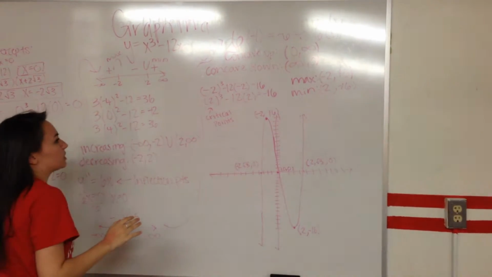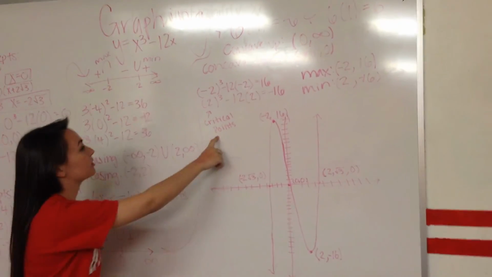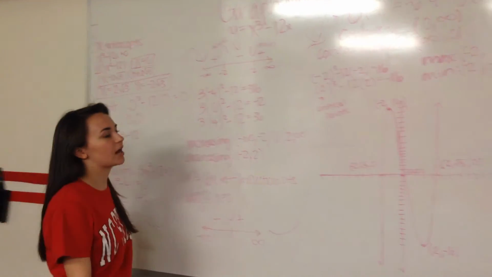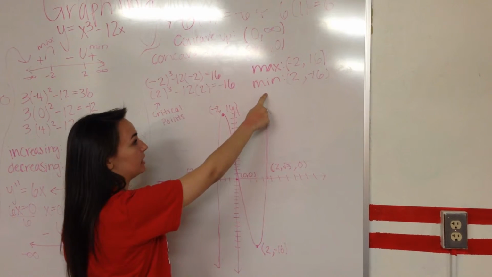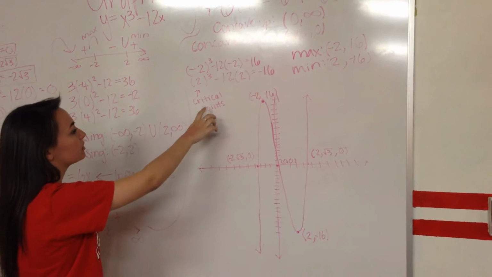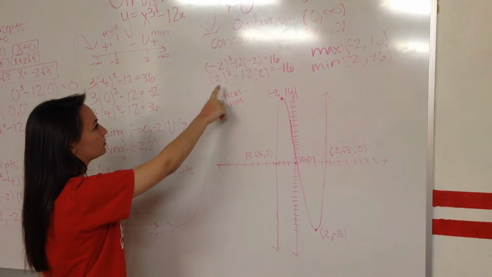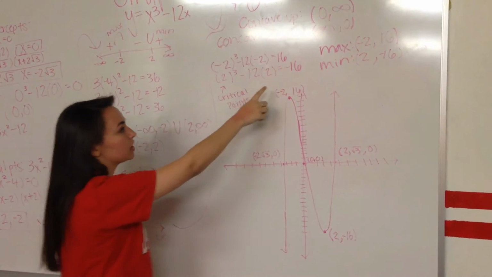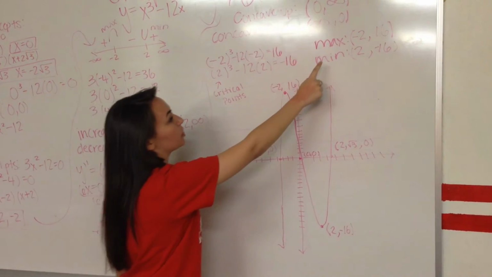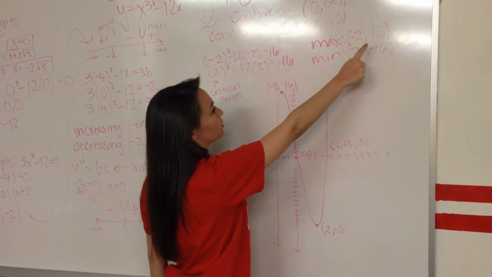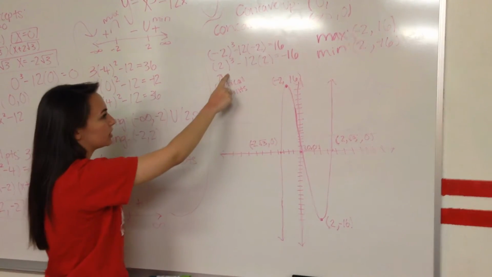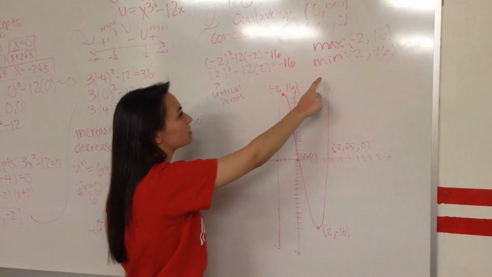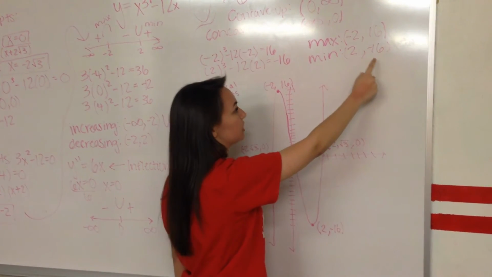And then the next thing that we do is we take our critical points and plug them back into our original function of x cubed minus 12x, because that'll show us exactly where our max and our min are. So you'll take your critical points, which are negative 2 and 2, plug them back in, so you have negative 2 cubed minus 12 times negative 2, and you get 16. And that'll be your max, at negative 2, 16. And then you plug it in again with 2. 2 cubed minus 12 times 2 is negative 16. So your min will be at 2, negative 16.